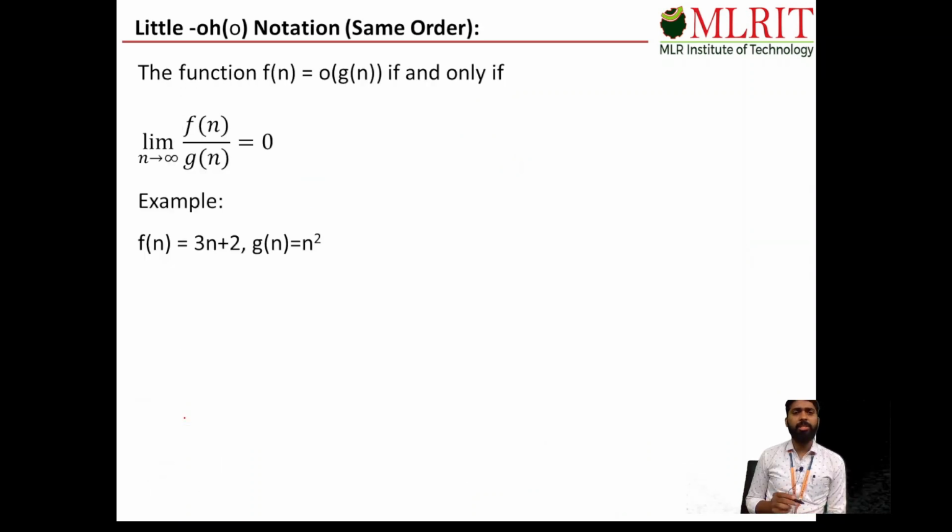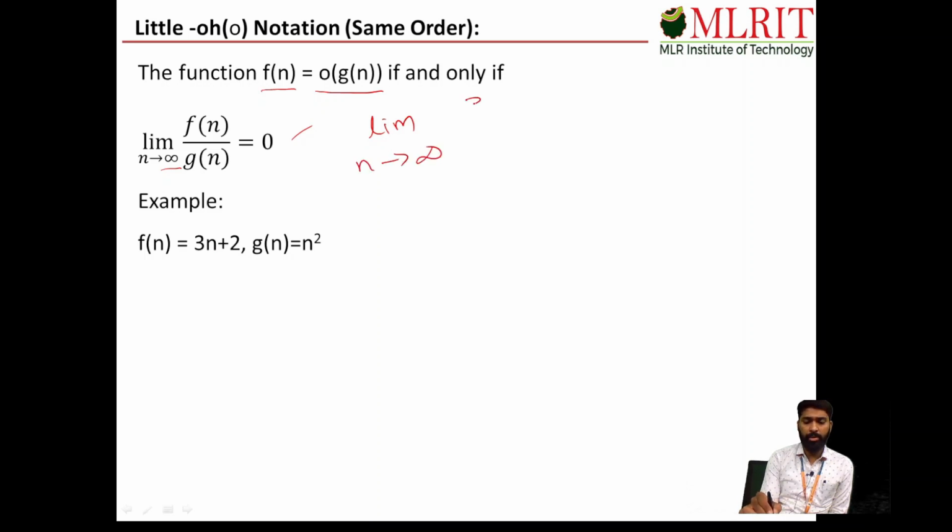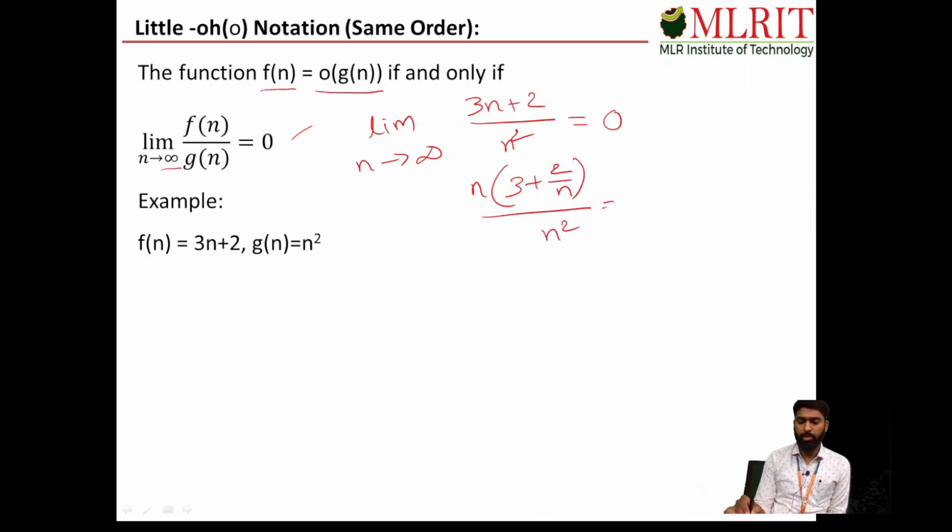Okay. Next notation is little o notation. It is the same order. The function f of n equals to little o of g of n if and only if limit n tends to infinity, f of n by g of n equals to 0. Now this is the example. So f of n equals to 3n plus 2, g of n equals to n square. Limit n tends to infinity, 3n plus 2 by n square equals to 0. Take n common here, n into 3 plus 2 by n, by n square equals to 0.